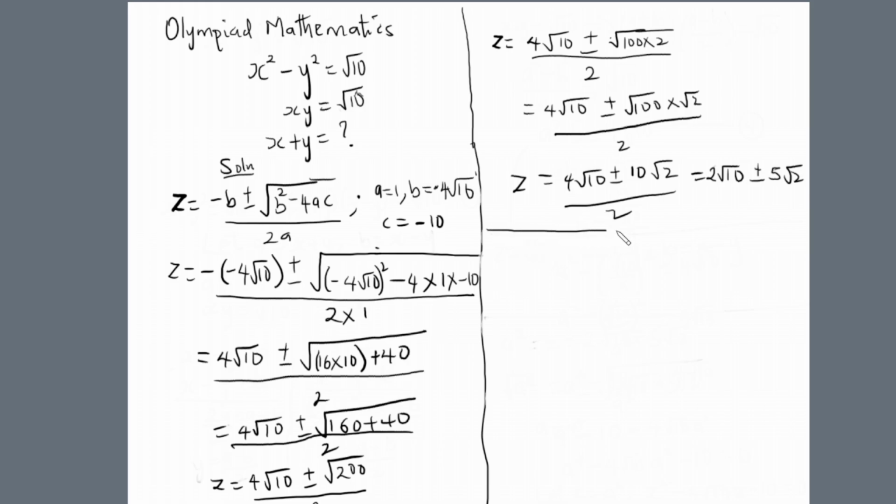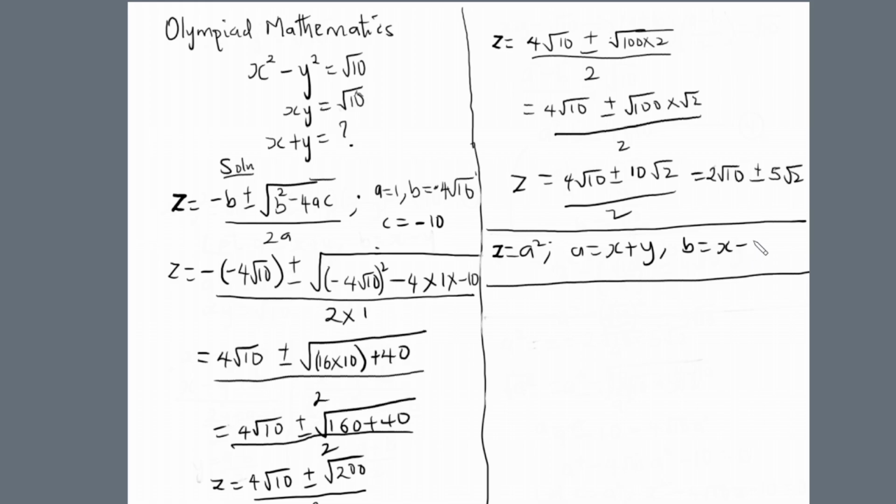Now remember, we made some definitions earlier, or we assigned some variables. We said that z is a squared. We also said that a is x plus y, and we said that b is x minus y. Remember, our question says we should look for the value of x plus y. So if we can get a, then we have gotten our answer. How do we now get the value of a? Remember, a squared is z, and z is 2 root 10 plus or minus 5 root 2. So to get the value of a, I'll take the square root of both sides.